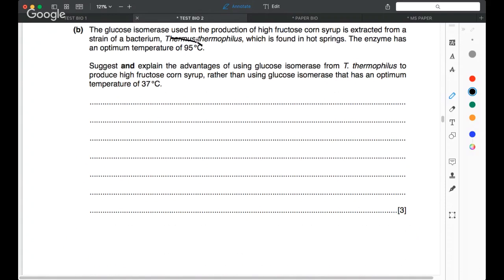So the enzyme that has an optimum temperature of 95 Celsius can catalyze reactions at higher temperatures. So at higher temperatures, there are more frequent collisions between the enzyme and the substrate. And this is because it has a higher optimum temperature than 37 degrees. So the other enzyme would denature. So that means that the atoms would vibrate so much that the bonds break and the active site changes and the substrate can't bind to it.